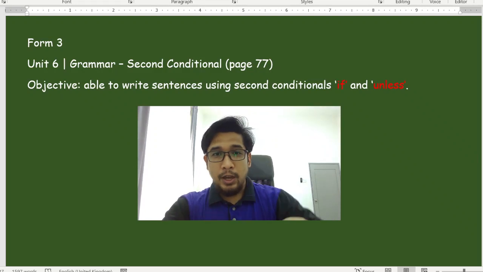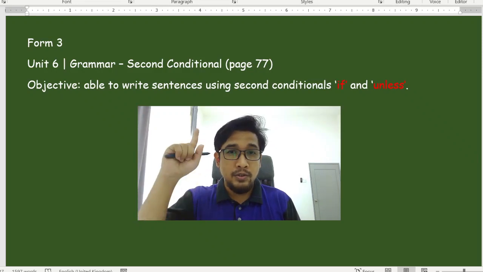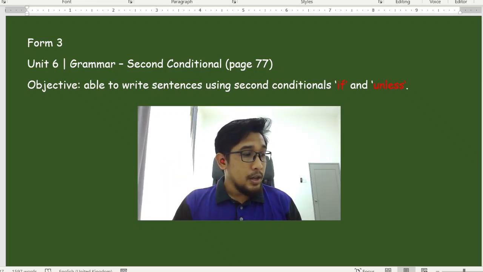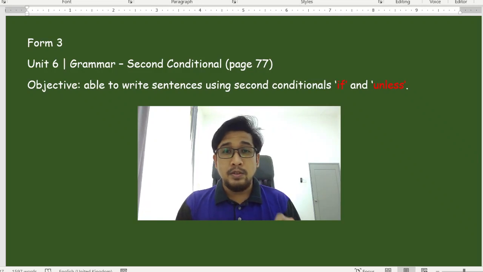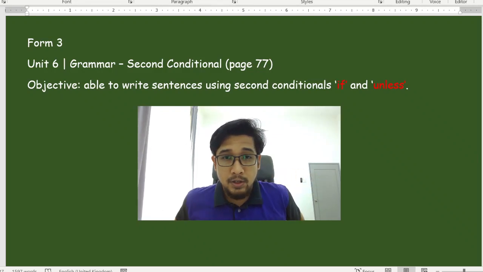We are going to have another English lesson today, and today we are going to be studying grammar, as you can see above. Our topic for today is the second conditional. If you remember, last week we learned two types of conditional, which are zero and first conditional.